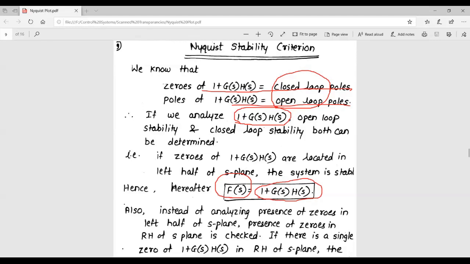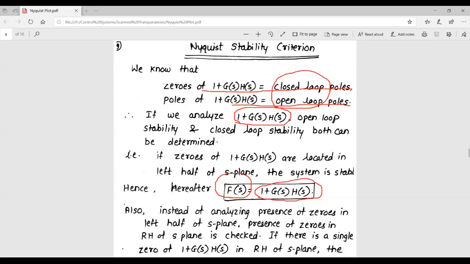So instead of inferring that all the zeros of 1 plus GSHS lie in the left half of S plane, we will try to find out the presence of zero of 1 plus GSHS in the right half of S plane, right? Even if we find the presence of zero of 1 plus GSHS, then also we can directly comment that the system is unstable.